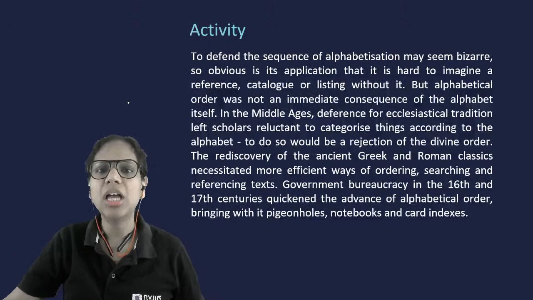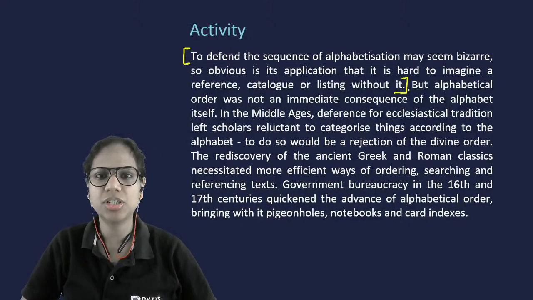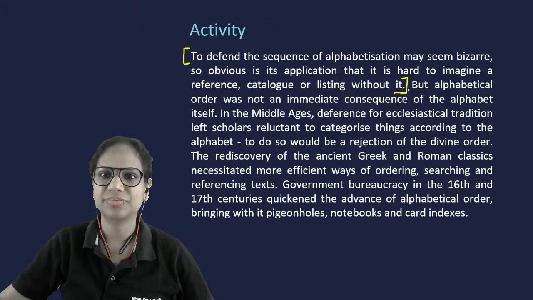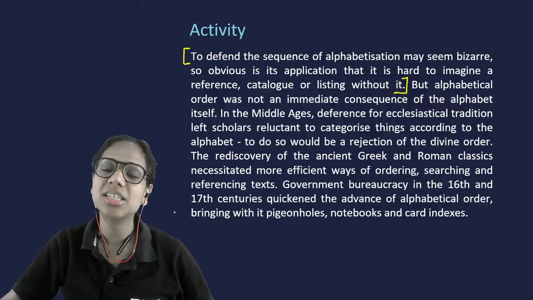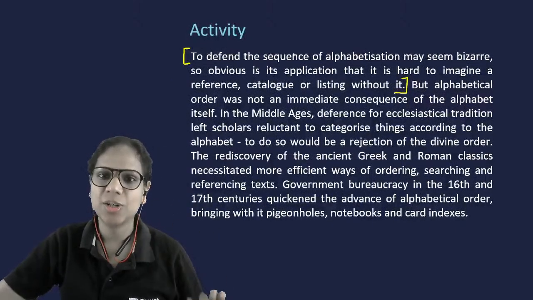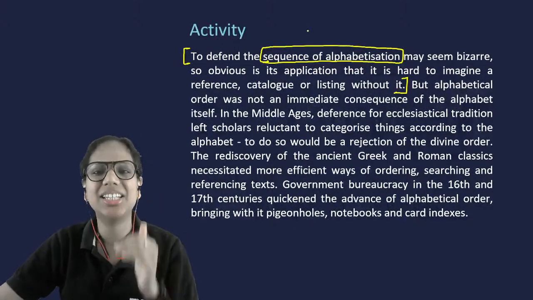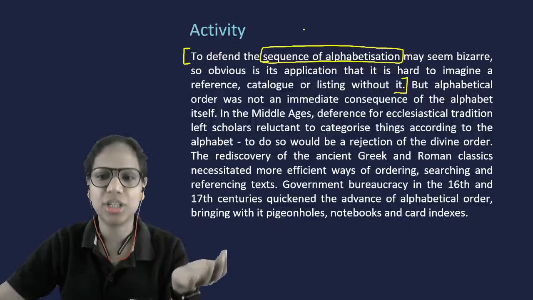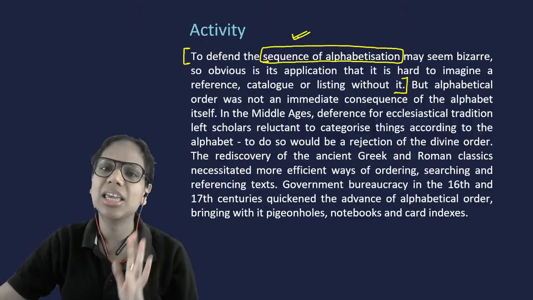Okay. So tell me, is this sentence important? The first opening sentence? It is important because it tells me what I am going to discuss in the next few sentences here. The sequence of alphabetization. The alphabetization order A, B, C, D. This is the order, right? B comes after A. So that is why I told you to read the opening sentence carefully.